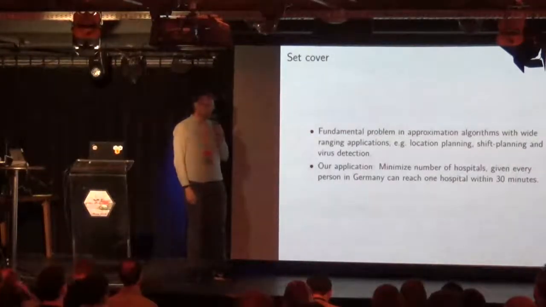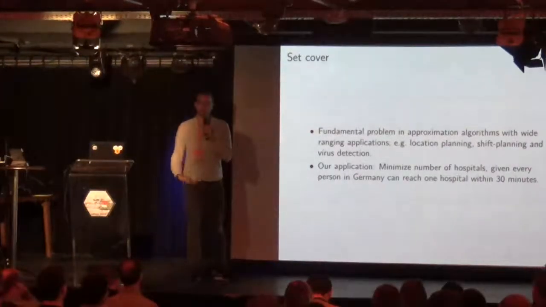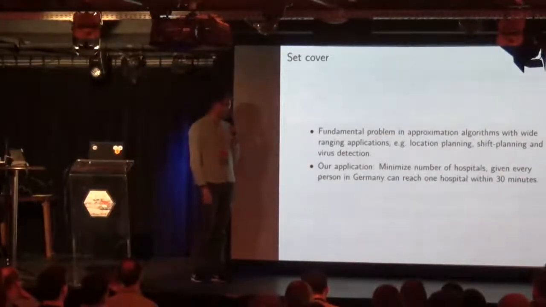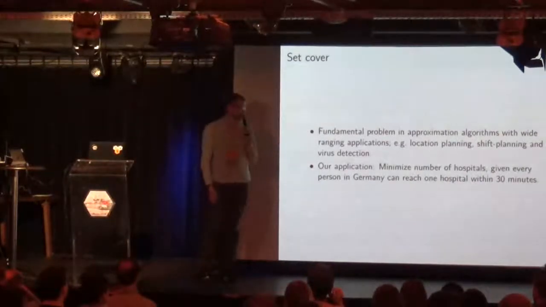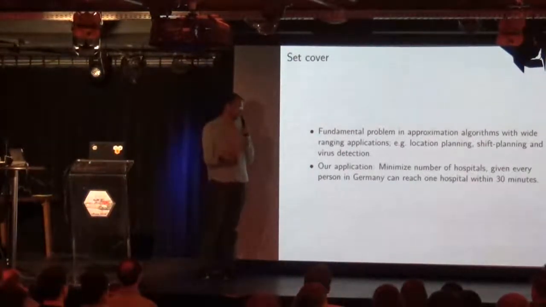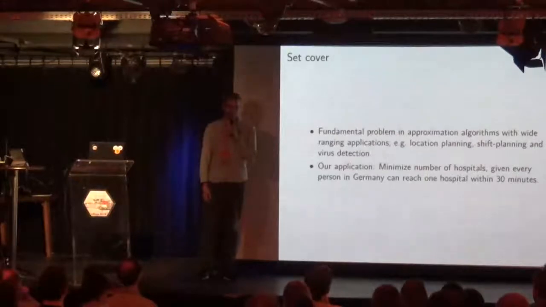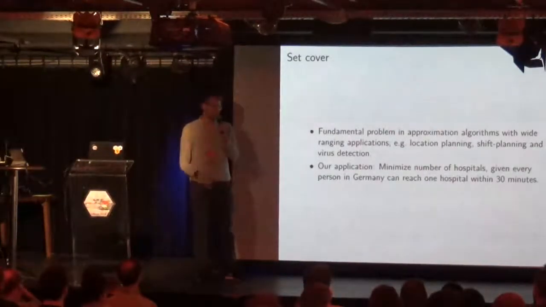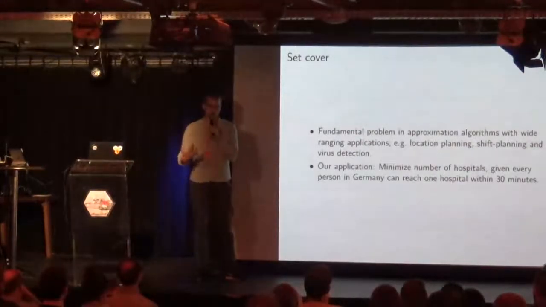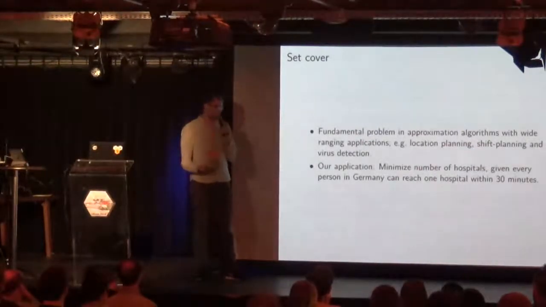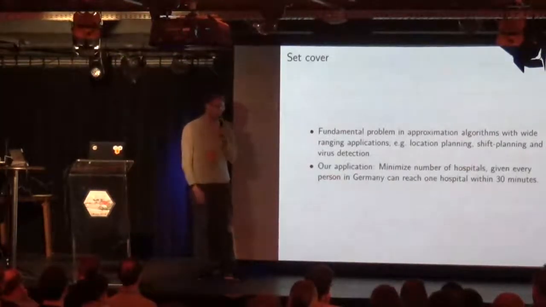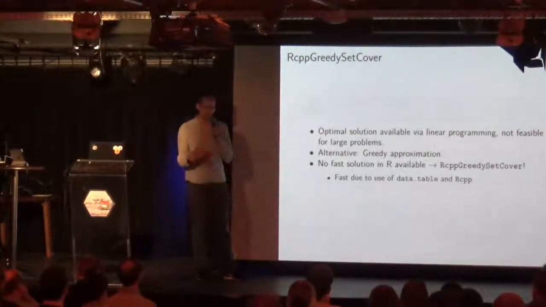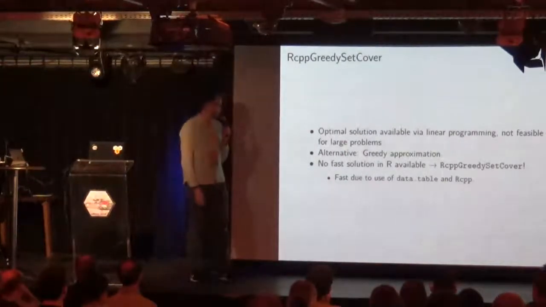So this is a pretty fundamental problem in approximation algorithms, but it's actually pretty important because you can represent a lot of problems as set cover problems. For example, in location planning, shift planning, and virus detection. In our application, we had to minimize the number of hospitals in Germany, given that every person can reach one hospital within 30 minutes. Which is a location planning problem. This can also be represented as set cover.